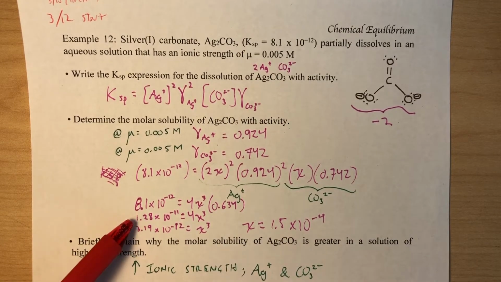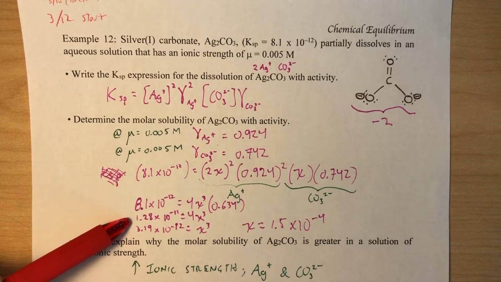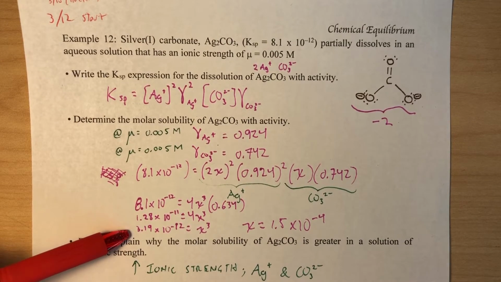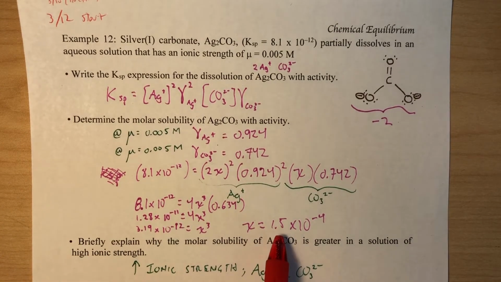Divide each side by 0.634, we get 1.28 times 10 to the negative 11, which is equal to 4 times x cubed. Divided by 4, we get 3.19 times 10 to the negative 12 is equal to x cubed. We take the cube root of that to be equal to x.